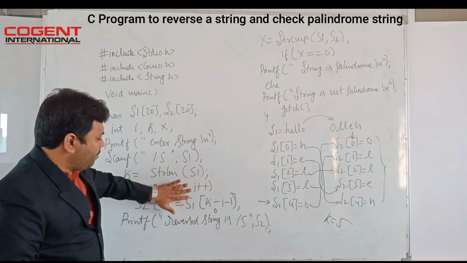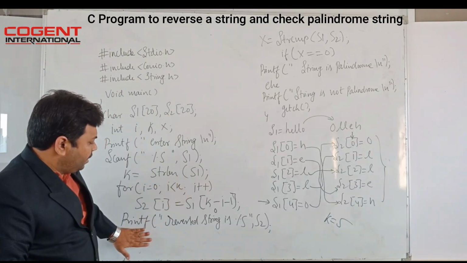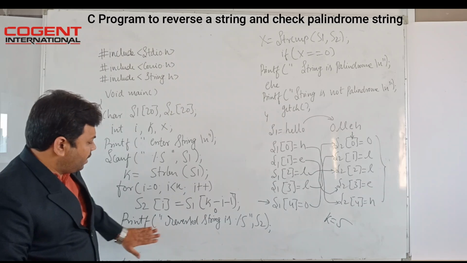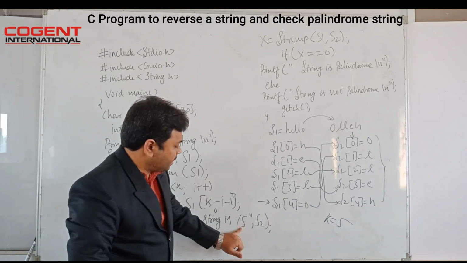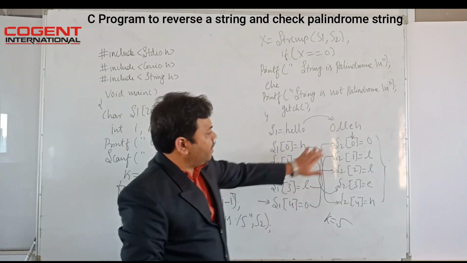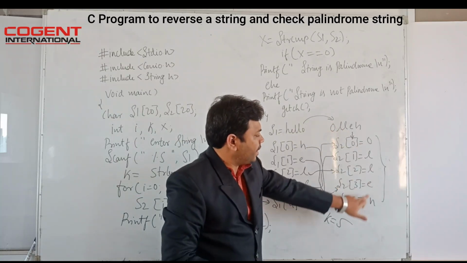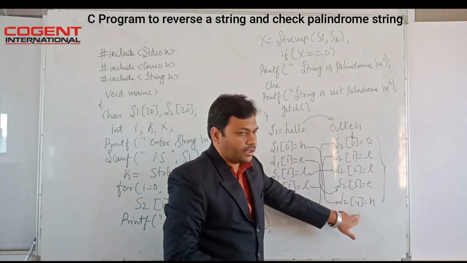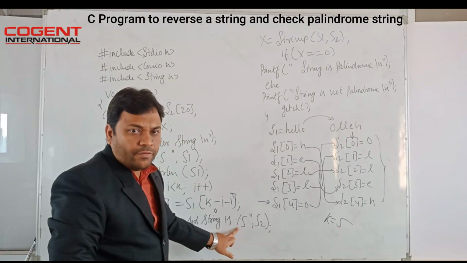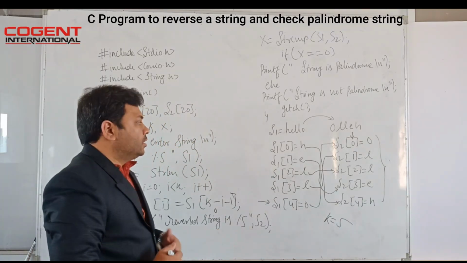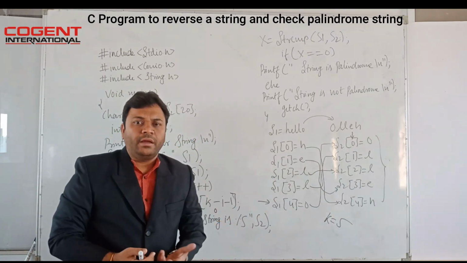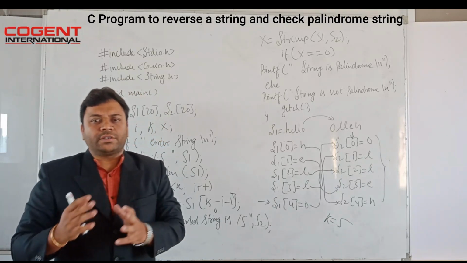So at that time it will come out from this loop and print this message as what? Reverse string is percentage s, S2. So what is the value of S2 here? That is the reverse, OLLEH. So it will print the value of S2 here. So this is what? Printing the string into the reverse order.